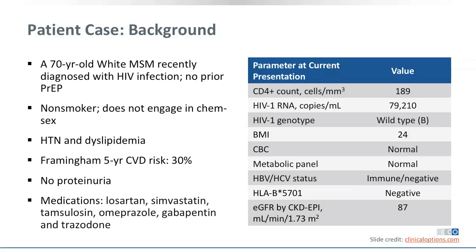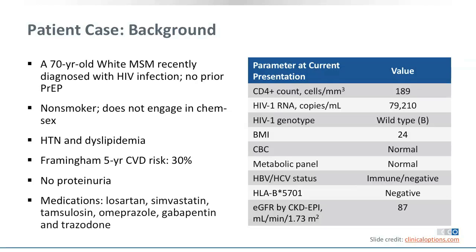He's a non-smoker. He was not engaged in chemsex. He has hypertension and dyslipidemia, very common with his age. And his Framingham 5-year cardiovascular risk is obviously high, therefore 30%. He has no proteinuria and his kidney function is normal.